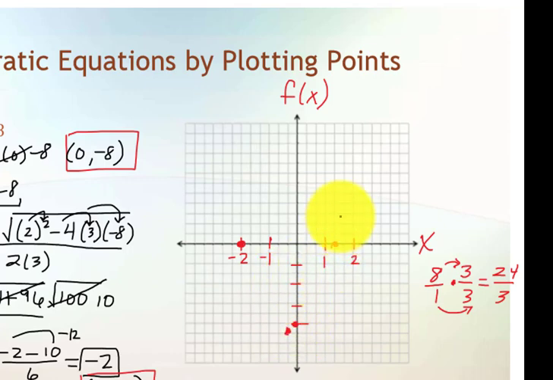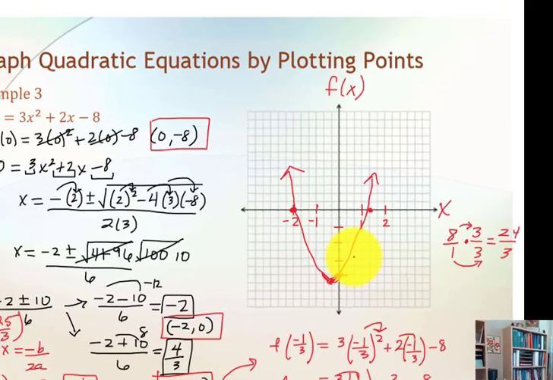So we're ready to connect our ordered pairs and see this parabola. Don't forget to put the arrows. Your parabola should be rounded at this vertex point. It should not be pointy. So do try to round it. It's a lot easier with a pencil.